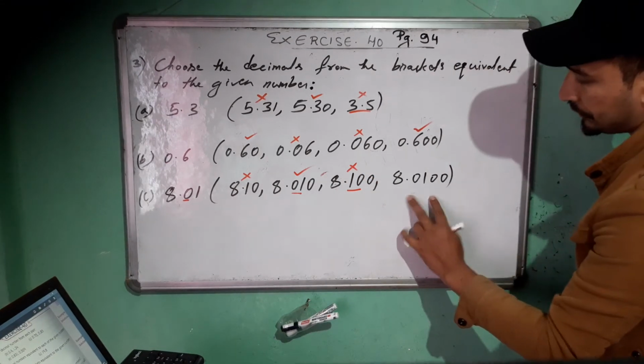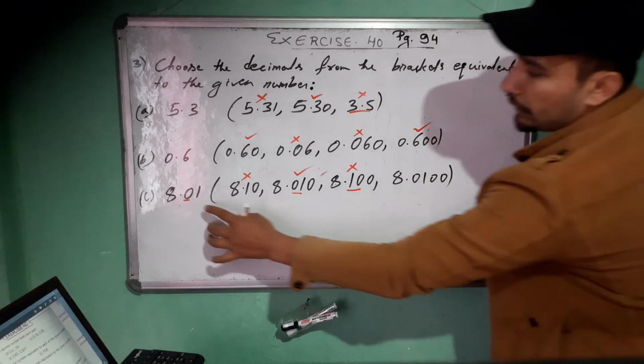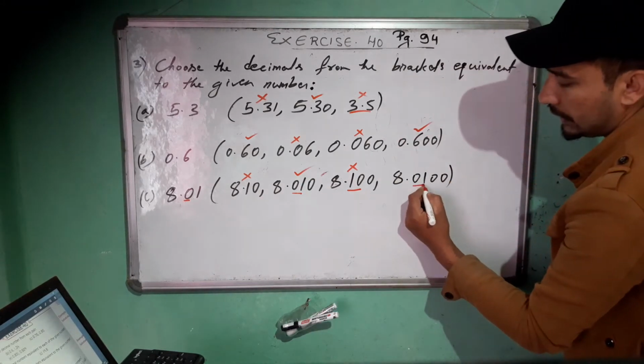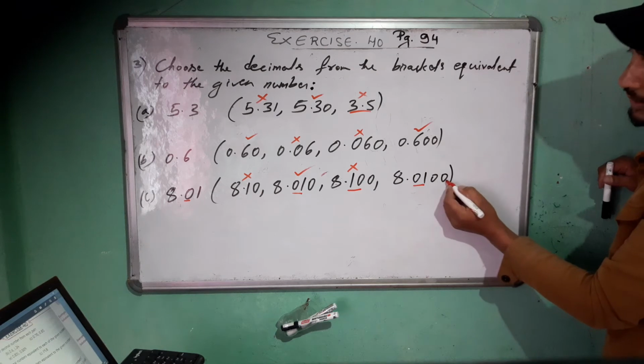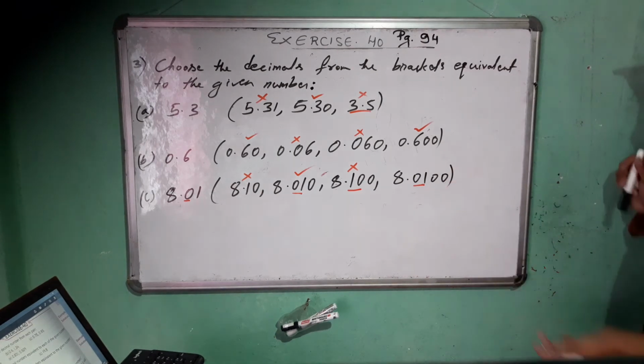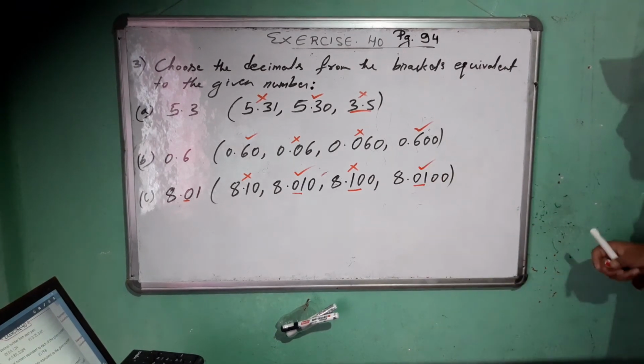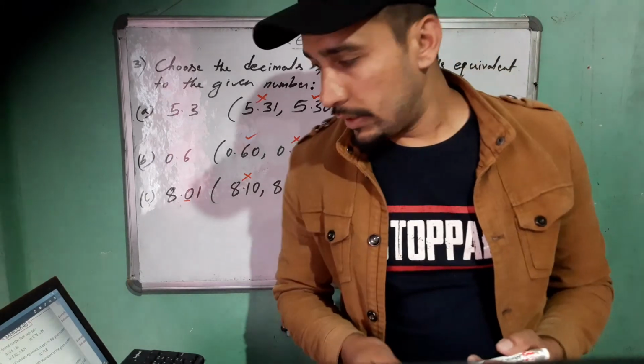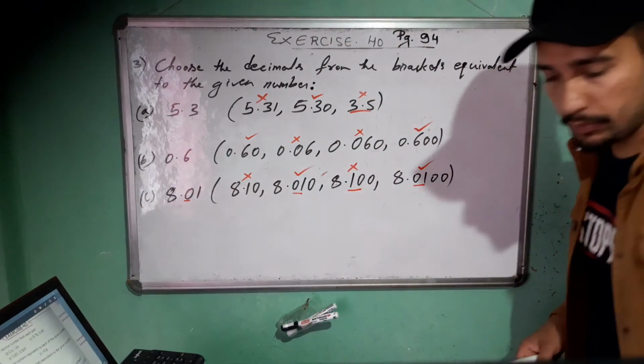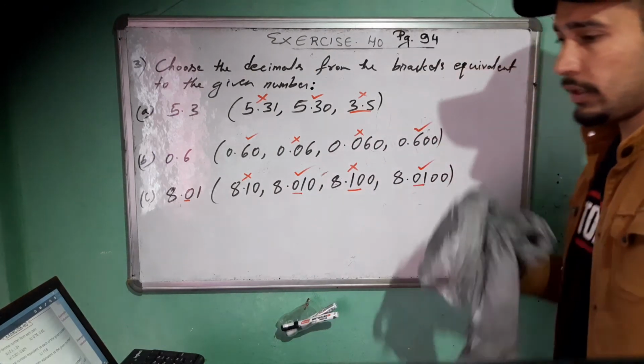And this one 8.0100. You have 8.01. Up to this is correct, isn't it? And 2 zeros are added at the extreme end. Okay, so this also forms the equivalent decimal numbers. Now let's move on to another question. Question number 4.